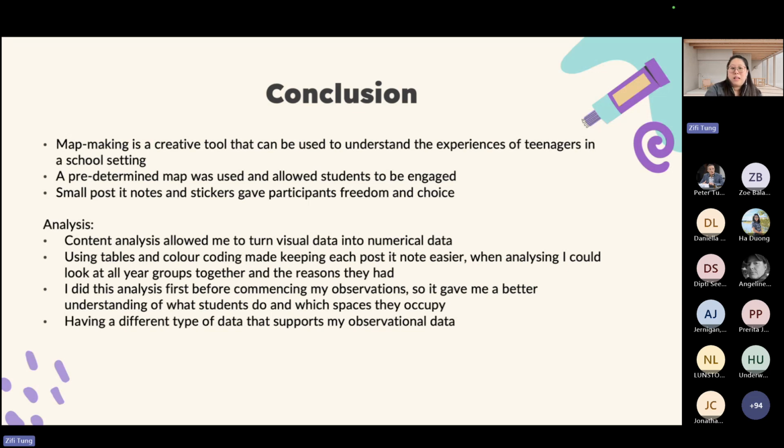So the analysis itself allowed me to turn visual data into numerical data, using the tables, and color coding made keeping track of each post-it note much easier. So when I analyzed, I could look at all the groups. I put all the tables onto one page, and I could see that actually they were all just kind of the same thing, and that's how I categorized them into the 3 categories. And because I did this first, it gave me a better understanding of what students do and which spaces they occupy. So for example, the canteen was one of the most popular places.